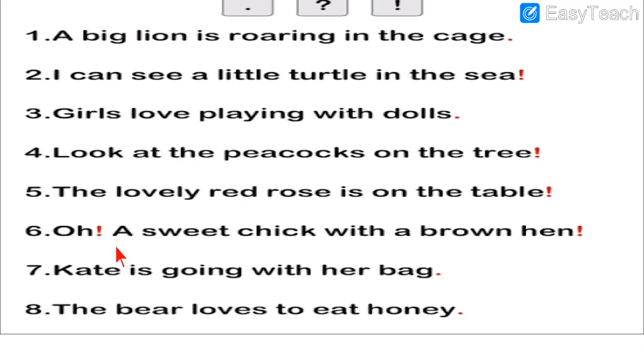Then what is given? Kate is going with her bag. This is not exclamation, this is a simple statement giving information about a girl. So it must end with a full stop. As you can see over here, it is a full stop. Then last one, number 8, the bear loves to eat honey. Again, it is just information about the bear. What does he love? The bear loves to eat honey. It is just a simple statement giving information about the animal, so it must end with a full stop as it is shown over here.